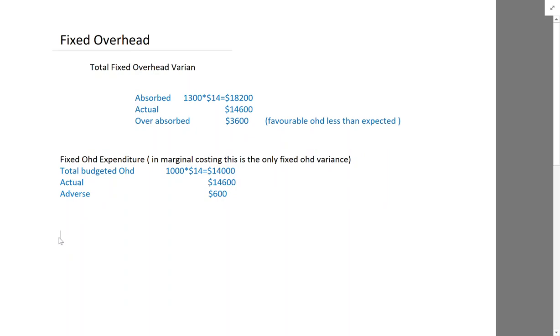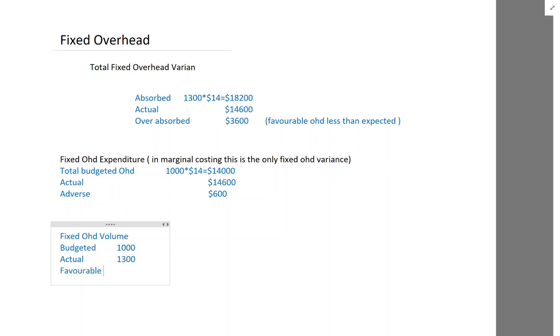Another reason was production volume. So we have fixed overhead volume variance, which is production volume, which is budgeted activity not being equal to actual activity. What was budgeted activity? Budgeted activity was 1,000 units. What is actual activity? 1,300 units. We are talking about production. So we have 1,300, favorable or adverse?